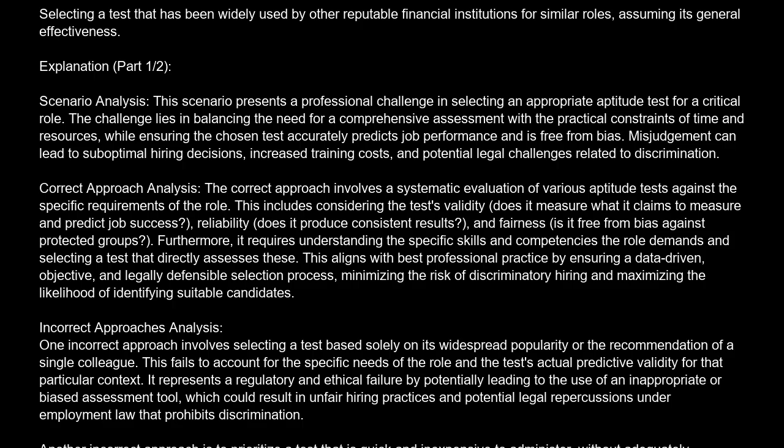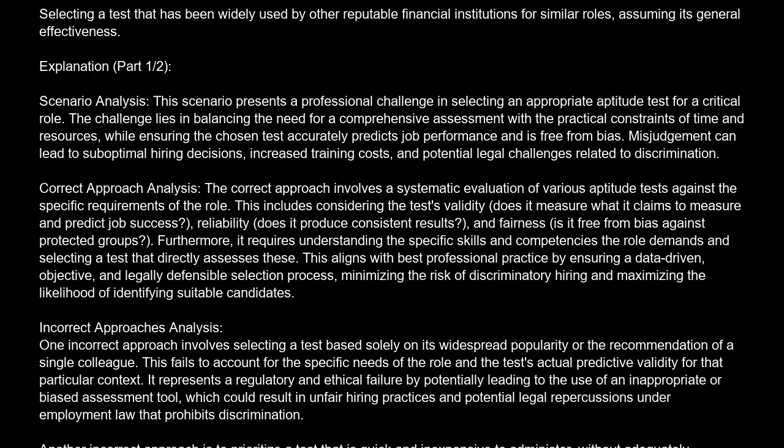Incorrect approaches analysis. One incorrect approach involves selecting a test based solely on its widespread popularity or the recommendation of a single colleague. This fails to account for the specific needs of the role and the test's actual predictive validity for that particular context. It represents a regulatory and ethical failure by potentially leading to the use of an inappropriate or biased assessment tool, which could result in unfair hiring practices and potential legal repercussions under employment law that prohibits discrimination.